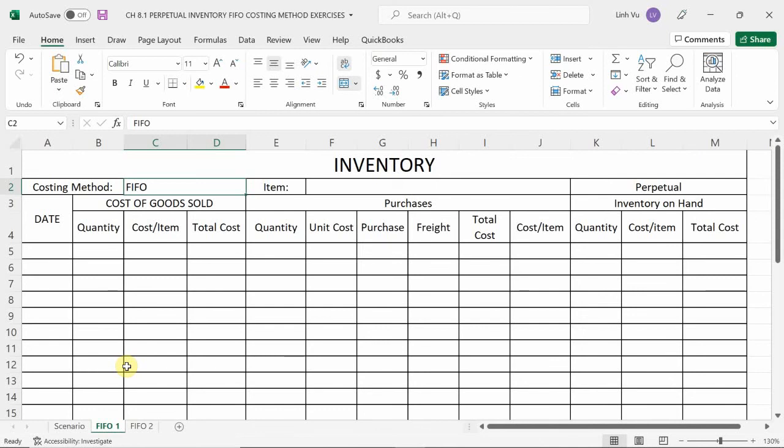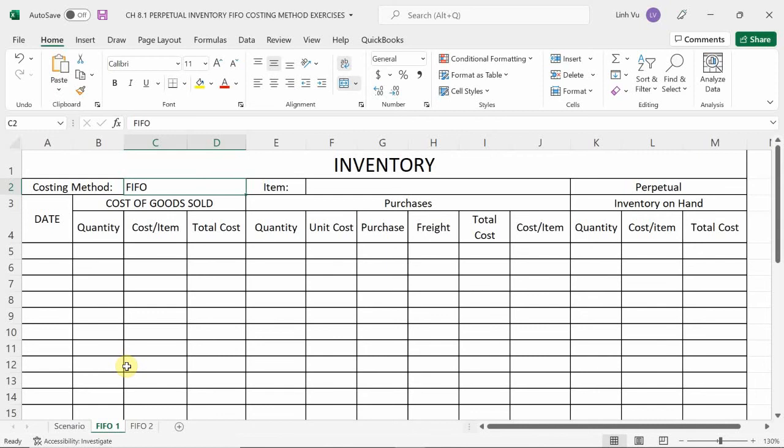We're going to move from left to right. When we purchase something, obviously you didn't sell anything, so you skip the first 3. You're going to put in whatever you need in your middle section for your purchases, and then carry it out into your inventory on hand so you know how many items you have on hand at all times.